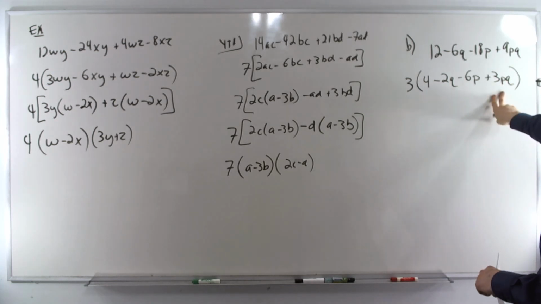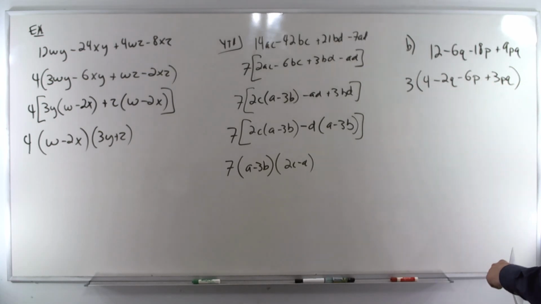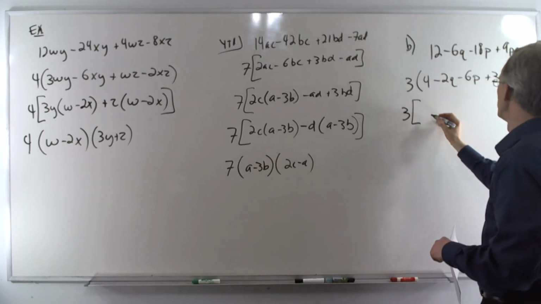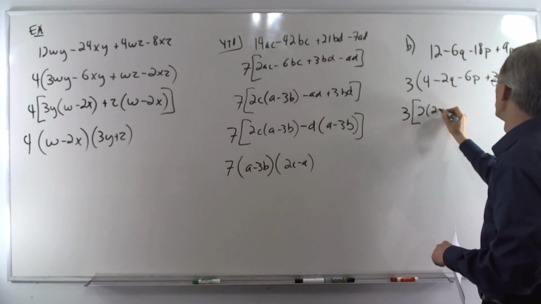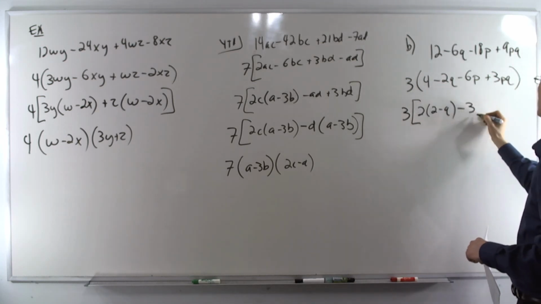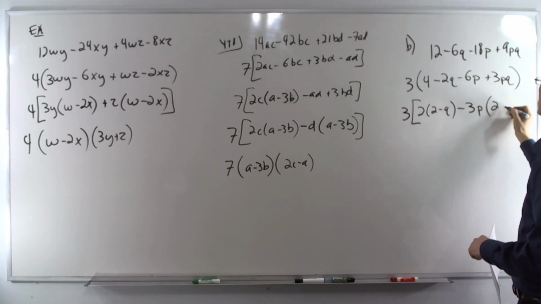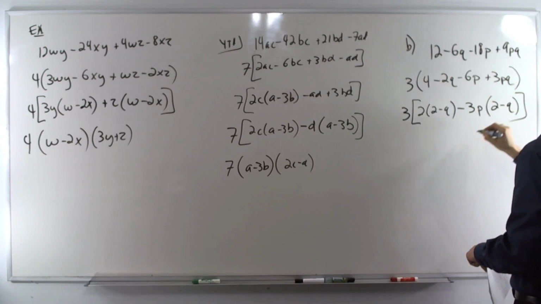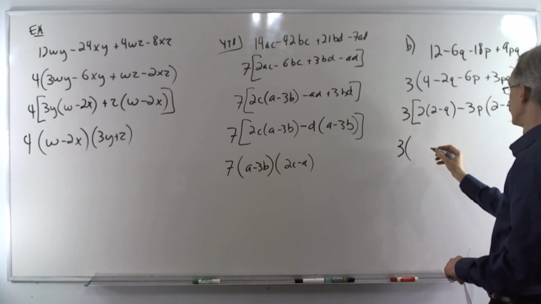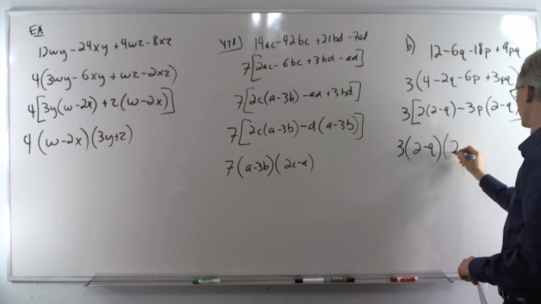Now I'll factor this by grouping. Looks like I've got my q's both in the second position, so I think we're going to be okay. So out of here I can factor out a 2 and get 2 minus q. And over here I can factor out negative 3p. And that gives me 2 minus q. So we got our matching binomials. All right, 3 stays on the outside. 2 minus q goes here, and what's left behind is 2 minus 3p.